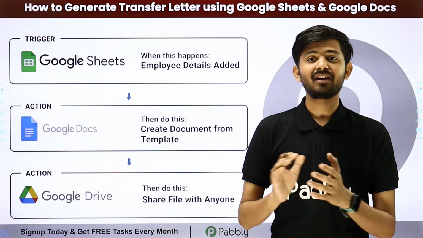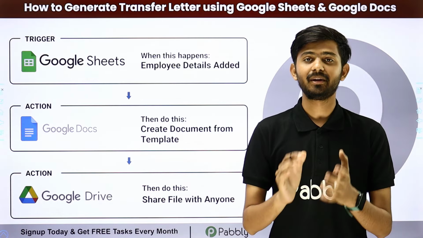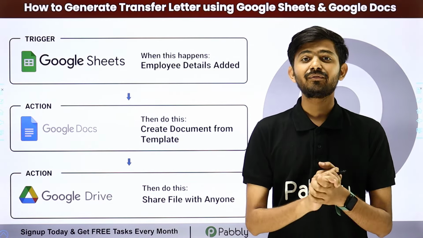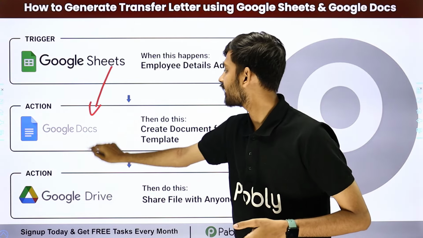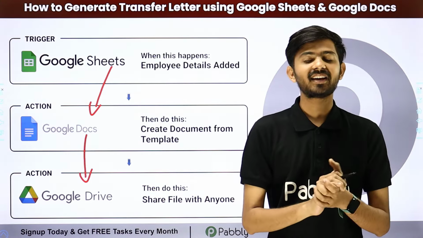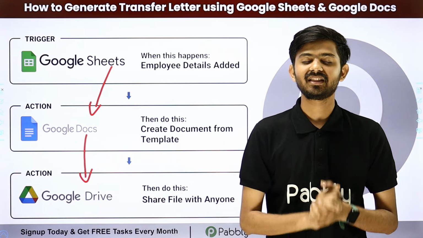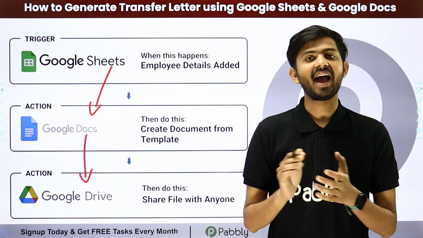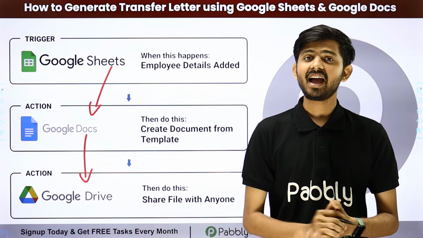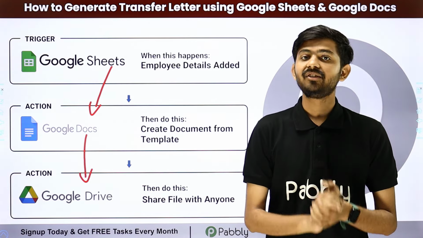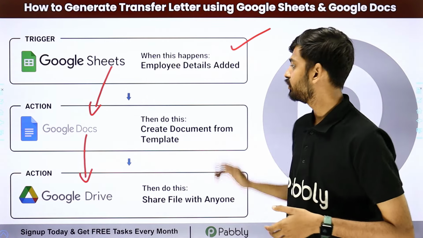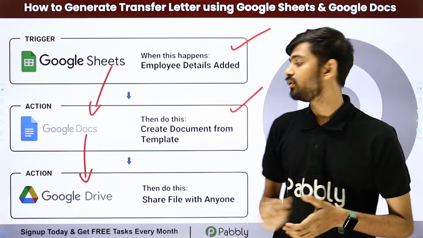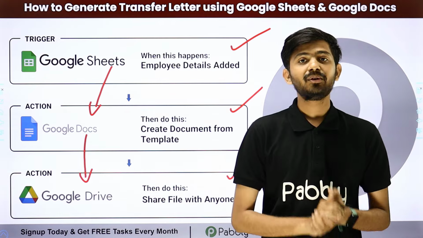After creating this transfer letter, I'm going to make that file shareable by using Google Drive. For that, I'm going to build a simple connection between Google Sheets, Google Docs and Google Drive. For building this connection, I'm going to use Pabbly Connect, which is an amazing software for automation and integration. In Pabbly Connect, I have to use trigger and action. In the trigger application, I'm going to use Google Sheets. In the action application, first I'm going to use Google Docs and then I'm going to use Google Drive. So how am I going to build this connection?